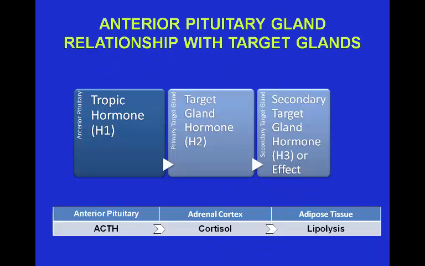You're used to seeing this slide by now, in which the left-hand box represents the anterior pituitary, the middle one, the target gland, the one on the right, the secondary target gland, showing hormones and effects that result from these hormones. So ACTH comes from the anterior pituitary, causes the adrenal cortex to release cortisol. Cortisol travels to several different kinds of tissues. In adipose tissue, it stimulates the breakdown of fat, or lipolysis.